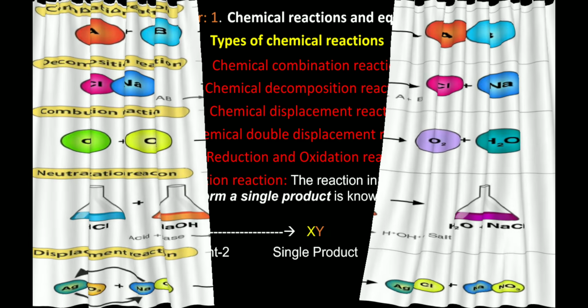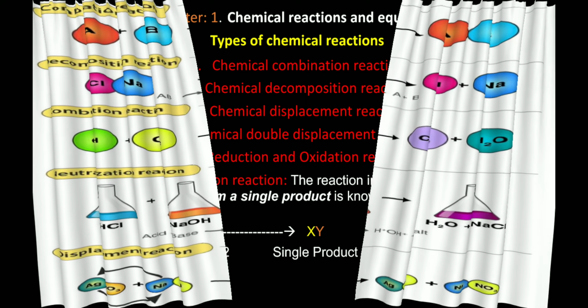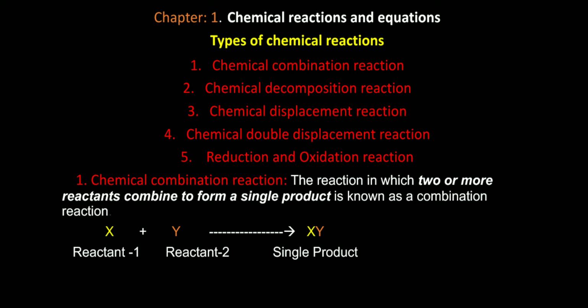Next, chapter 1, chemical reactions and equations. In this third video, it includes the types of chemical reactions. It includes chemical combination reaction, chemical decomposition reaction, chemical displacement reaction, chemical double displacement reaction. The fifth one is reduction and oxidation reaction. See, chemical combination reaction, number 1.